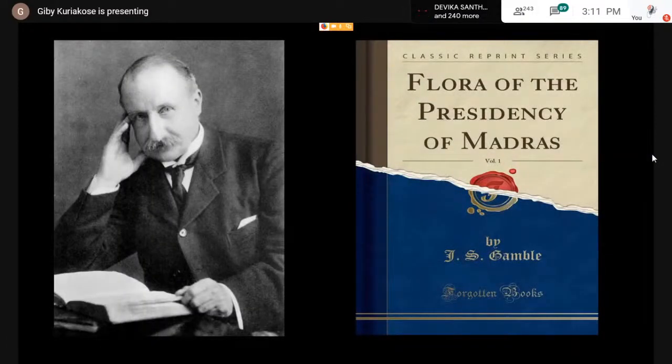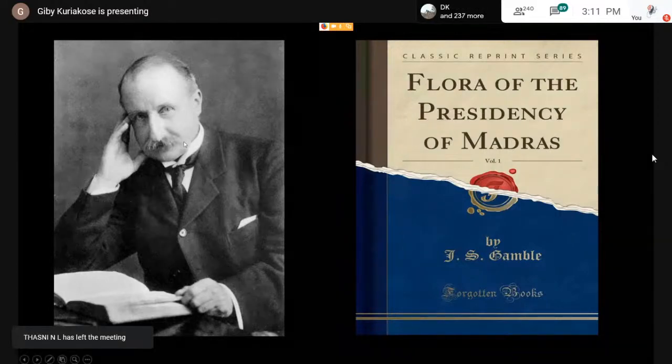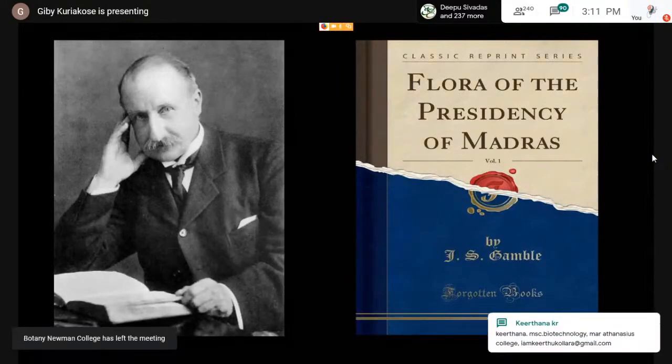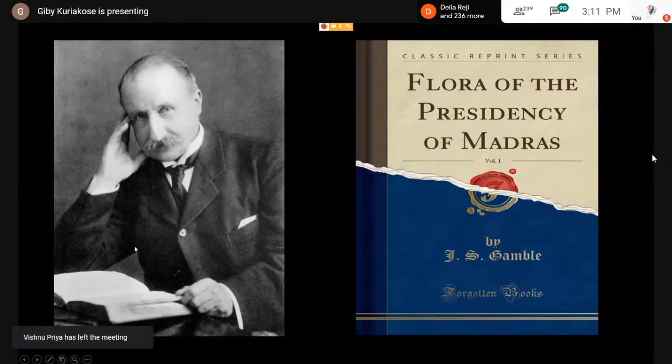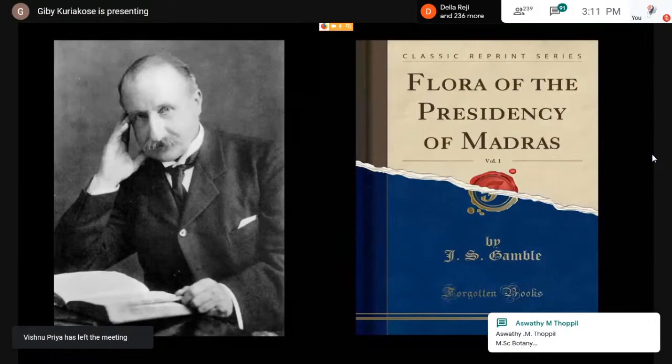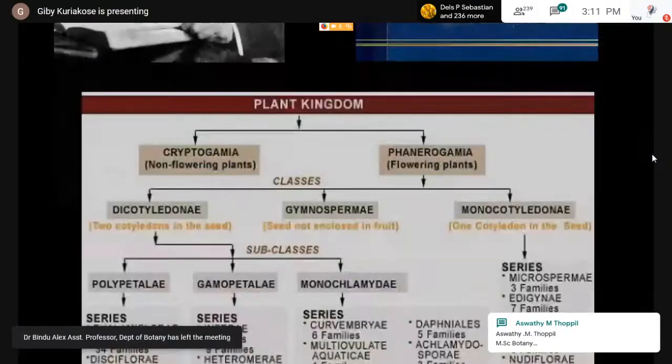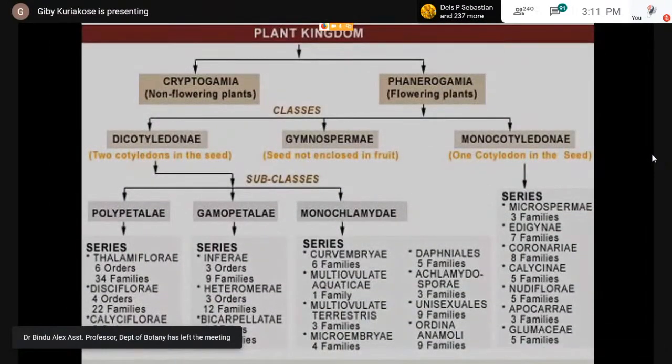And this is the most important flora that we are following, and we have to thank J.S. Gamble, who dies off immediately after the second volume is completed, and Fisher and Mrs. Gamble completed the third volume. And there is a huge difference between the first, second, and third volume. Okay, so this is the general classification of Bentham and Hooker.